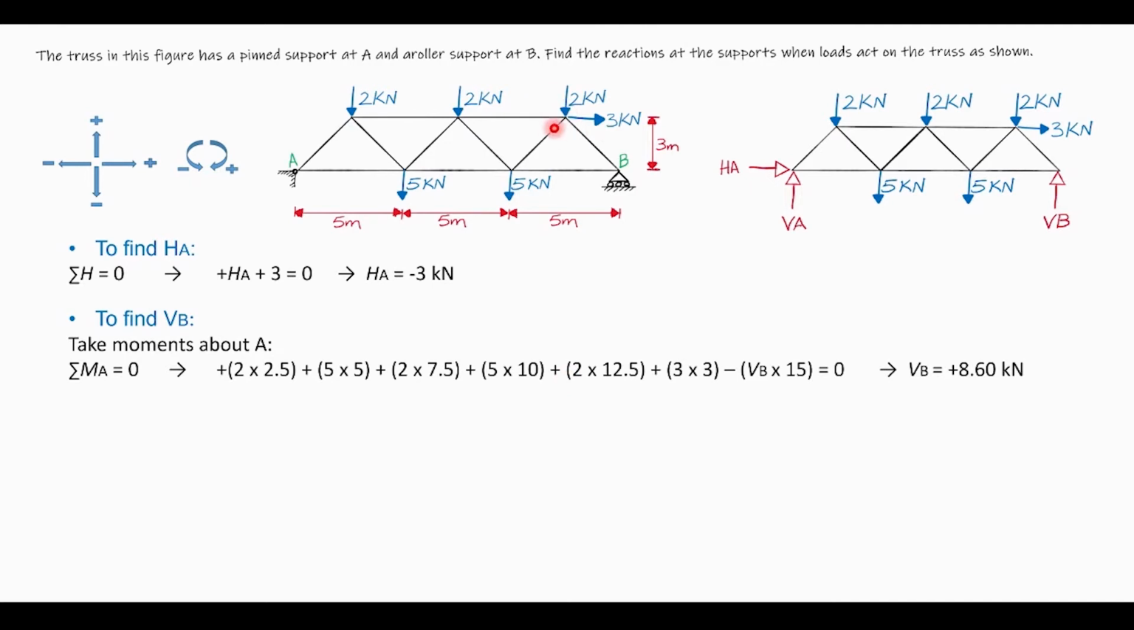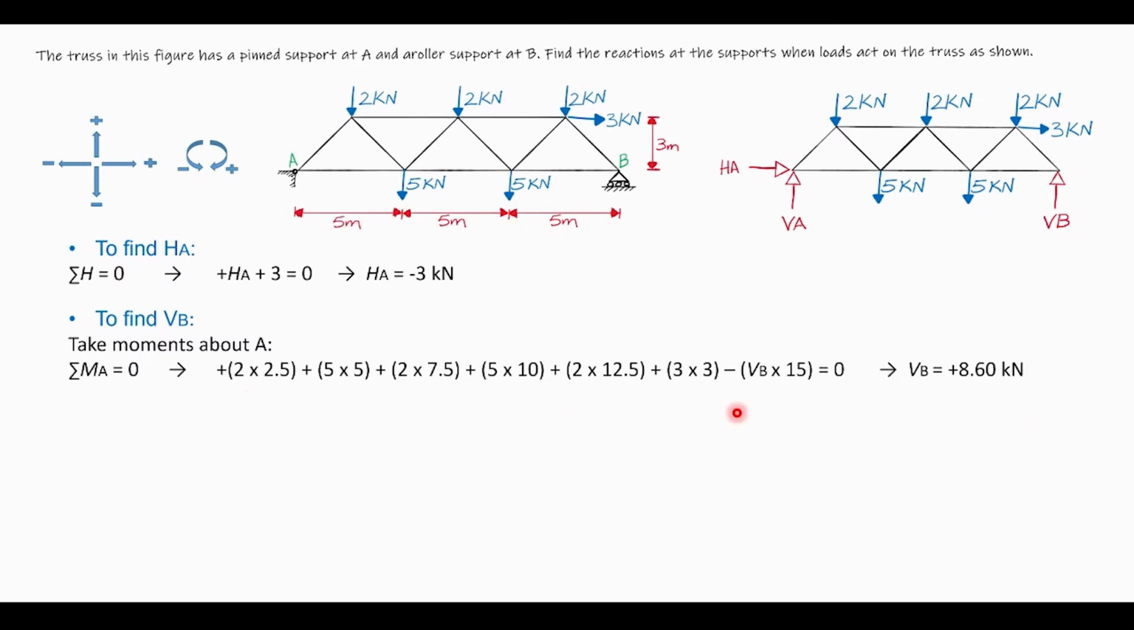plus this 2 kilonewton acting clockwise again, clockwise positive, multiplied by the distance. We have 12.5 right here, plus the 3 kilonewton. We need to be careful here because here we only take this height as distance. 3 times the distance or the height, minus VB, as we could see here. VB acting anti-clockwise, VB multiplied by the total distance, which is 15 meters.